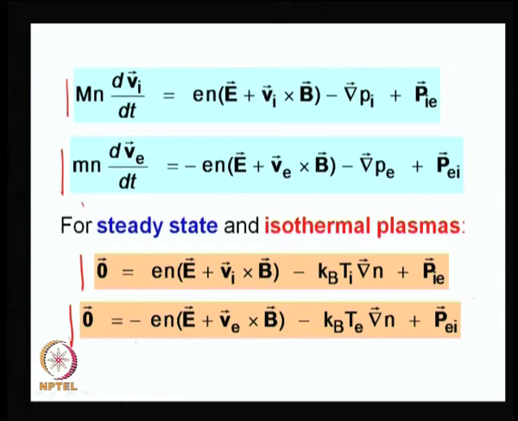We have e n E plus Vi cross B minus kB Ti grad n plus Pie equal to 0, and in the same way we can write the equation for the electron, with Vi replaced by Ve, Ti by Te, and instead of Pie we write Pei.